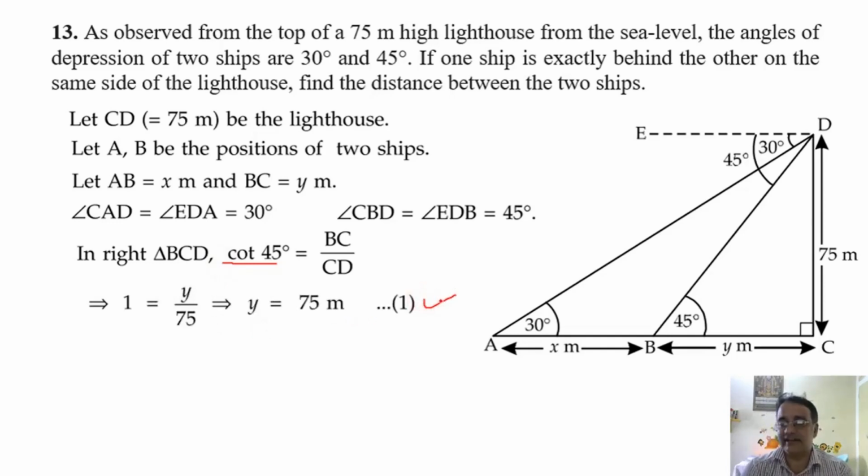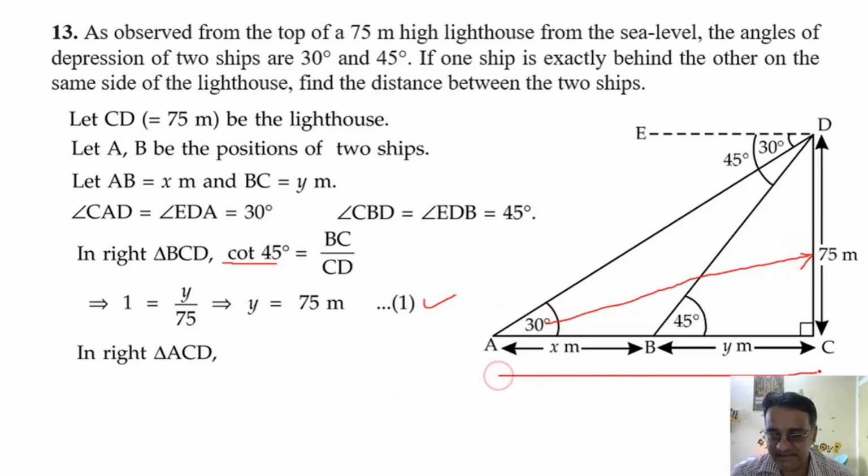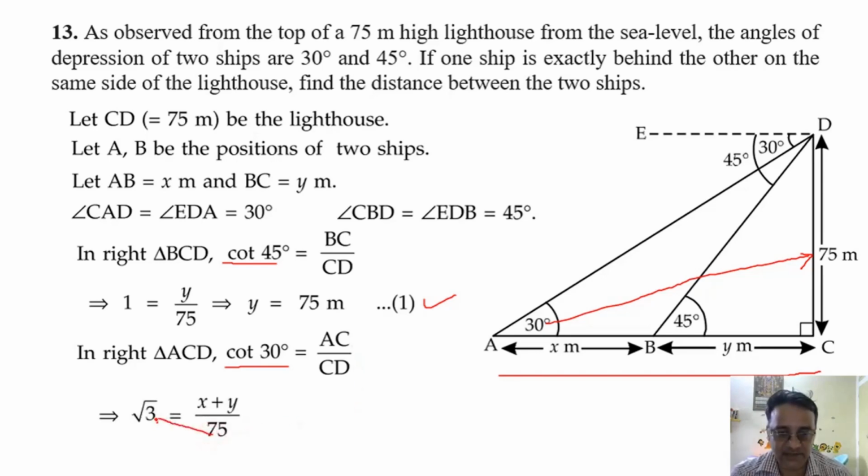We got the value of y. Now we are going to take the full triangle, that is ACD. Again, this is the opposite side and this is the adjacent side, and we are using cot 30 degrees. What is the value of cot 30 degrees? Root 3. And AC is x plus y and CD is 75, right? So x plus y is equal to 75 root 3.